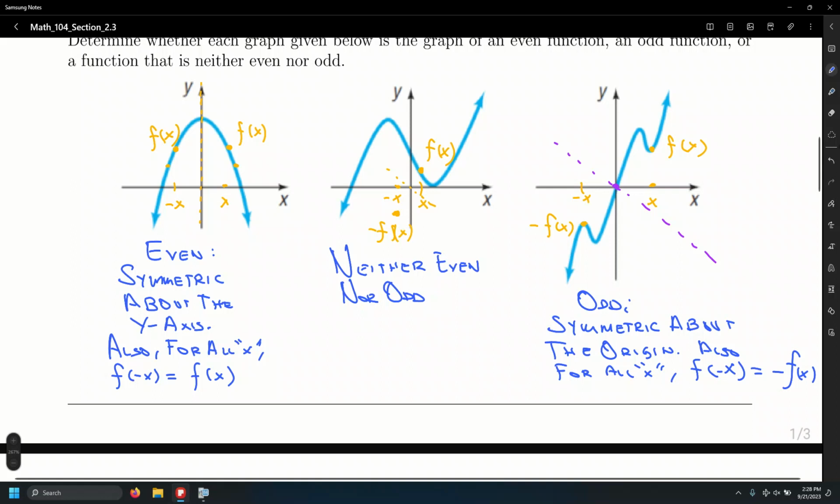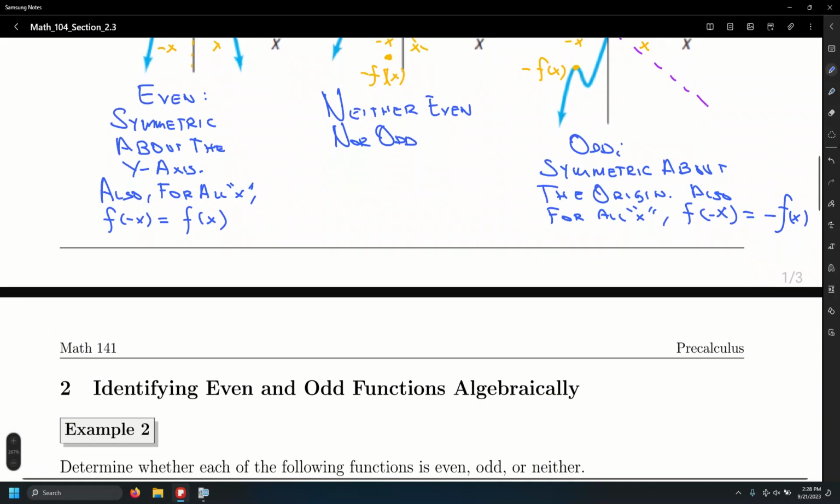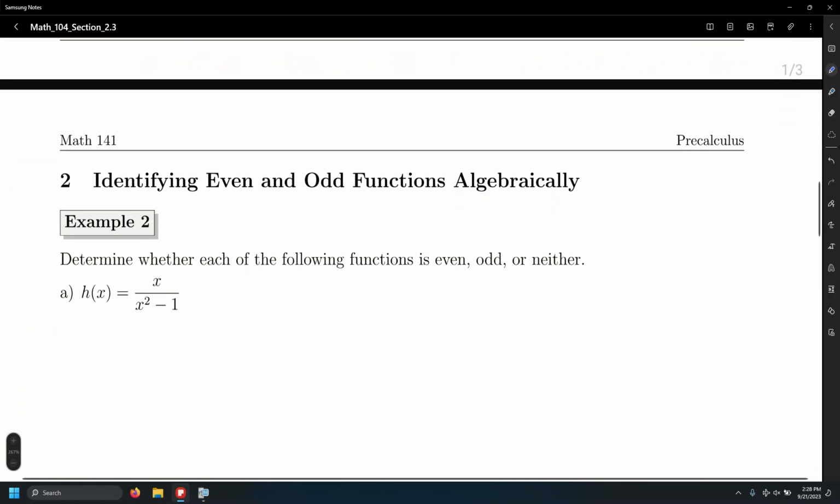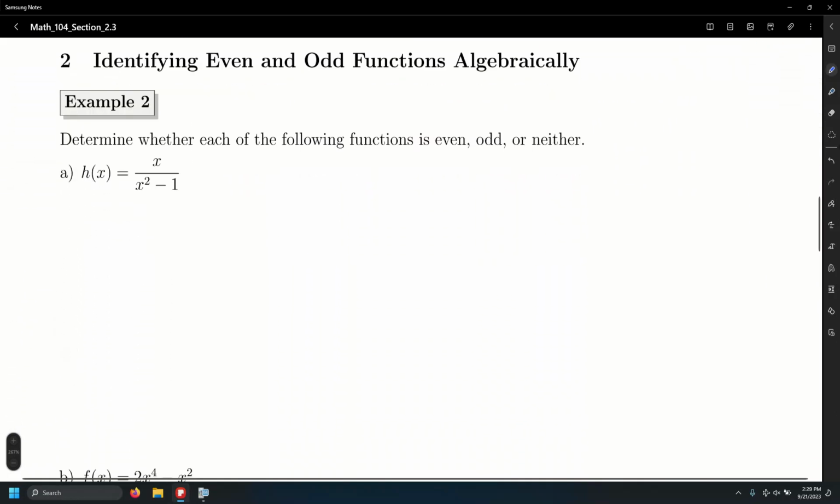Well, so that's like the introductory idea to determine whether a function could be even or odd. And that's by checking the symmetry of the function, by looking at its graph rather. All right, now how do we go about the algebraic process? And this is very key to determine whether a function is even or odd. Determine whether each of the following functions is even, odd, or neither.